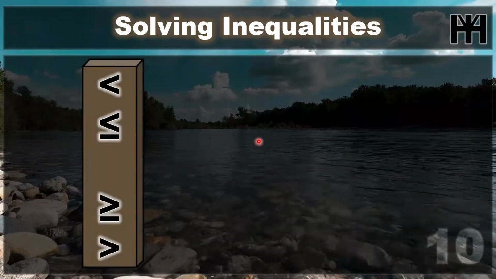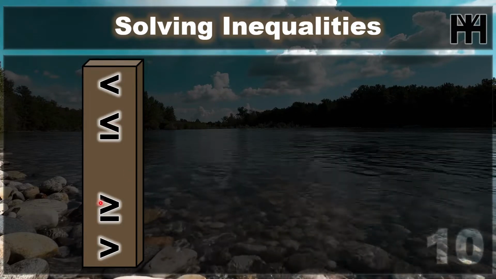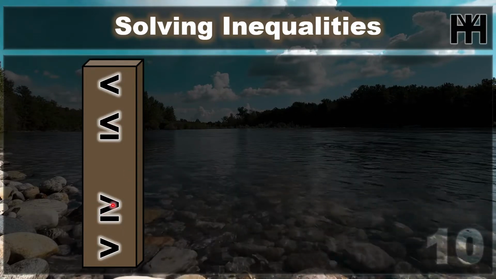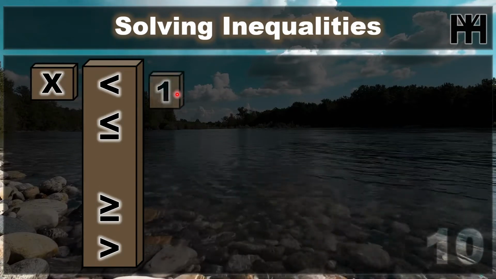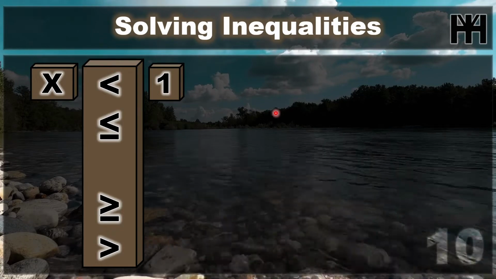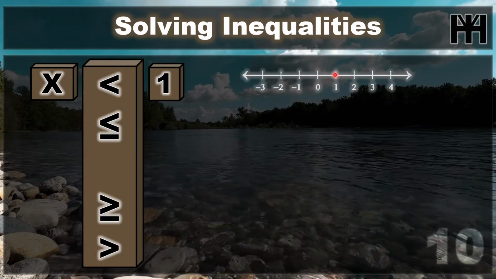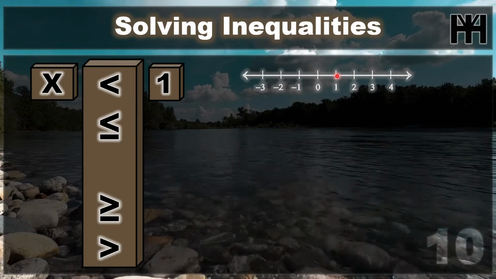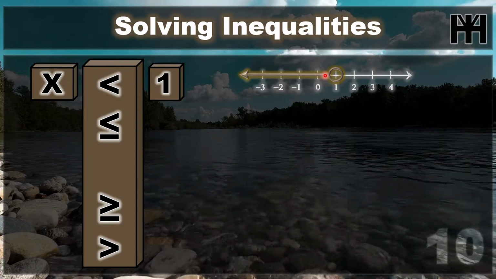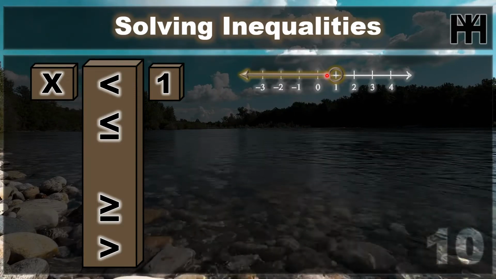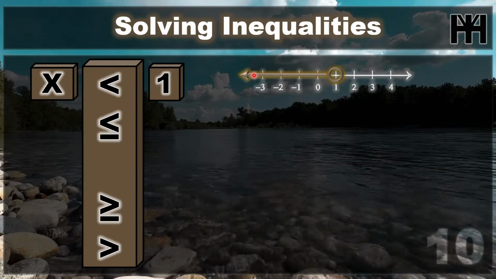Okay, solving inequality. Let's say we have smaller than or equal, bigger than or equal, and bigger than. You have x smaller than 1. Let's represent that on the number line. We have the 1 here, and it's greater than x. So the values of x must be smaller than 1. We will go to the values smaller than 1, so we will go to the left side. So it's 0, -1, -2, -3, and so on.